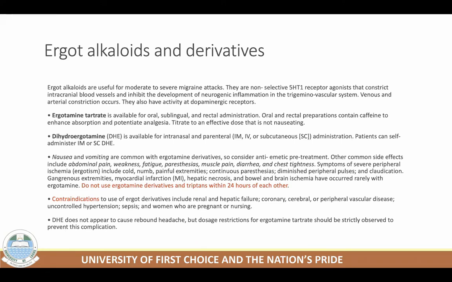Contraindications: don't use ergot alkaloids and triptans within 24 hours of each other. Also, renal and hepatic failure patients cannot use ergot alkaloids. Patients with coronary, cerebral, or peripheral vascular disease cannot use ergot alkaloids. Patients with uncontrolled hypertension, sepsis, and women who are pregnant or nursing cannot use ergot alkaloids.